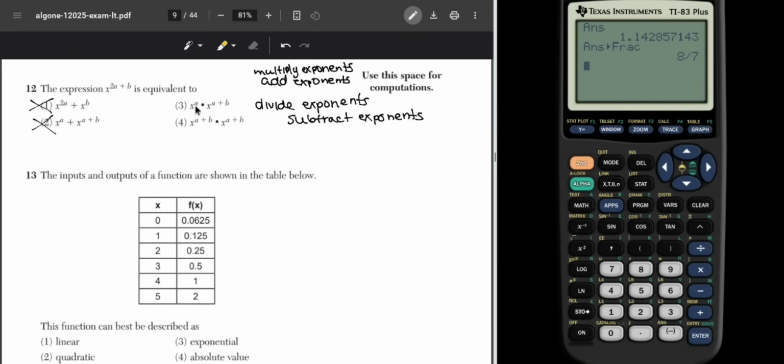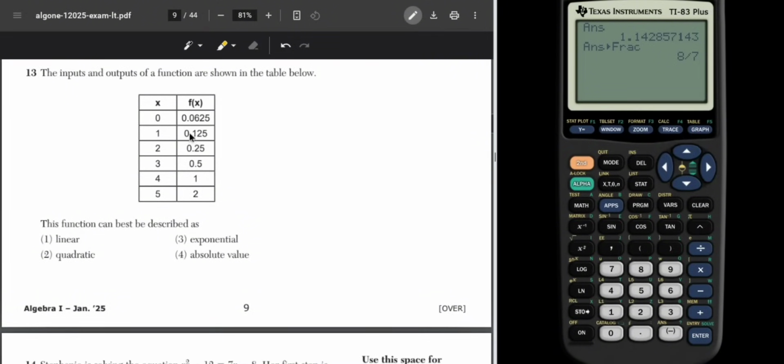Answer choice number 3 says x^a times x^(a+b). So I know when I'm multiplying, I add my exponents. So then this gives me x^(2a+b), which matches my expression, so I know that is answer choice number 3. Answer choice number 4 says x^(a+b) times x^(a+b). Well, again, I'm going to combine, so I'm going to add these exponents, so I get x^(2a), but I also get plus 2b, and that is not what they're asking for, so I know it's going to be answer choice number 3.